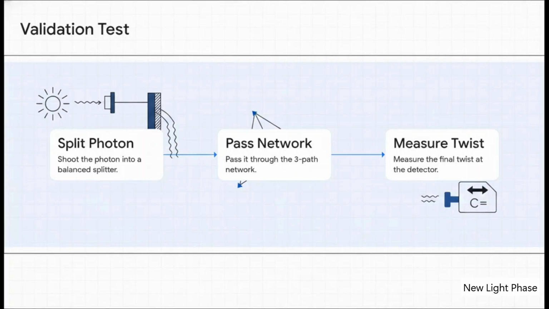Step 1, we shoot a single photon of light into a balanced splitter, perfectly dividing the light's probability. Step 2, we pass it through that special 3-path triangular network we just talked about. And step 3, we catch the light at the end with a detector to measure its final twist, or what physicists call contrast. If the detector shows a change that standard physics just can't explain, well, we might have just caught our twist in action.